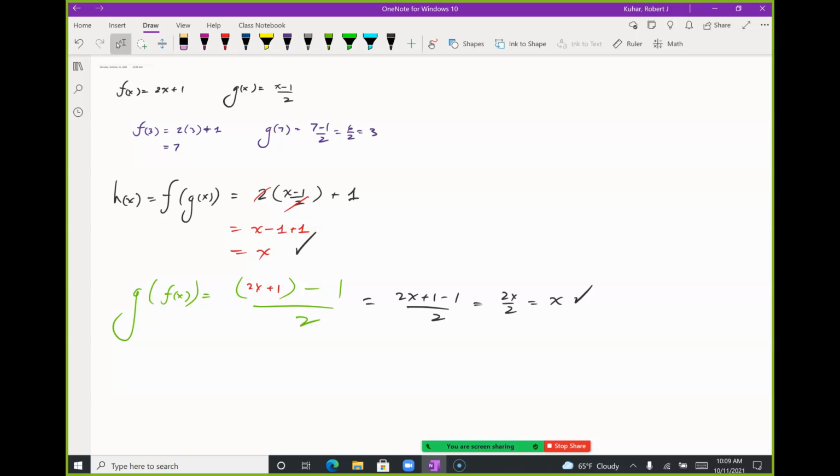So I think we're ready to move on. You've got to practice this composition of functions. It takes quite a bit of practice. So you just have to do a bunch of problems. Don't do only the MathXL, please. Do the problems in the book.